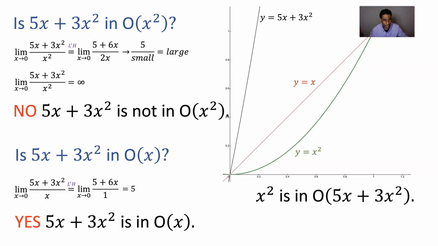In the second one, though, when you do that, you'll get 1/5. The whole point is that both of these end up as constants when you reverse the order there. So yes, x squared is in big O of both of them, but x squared is in big O of 5x plus 3x squared, and x is in big O of 5x plus 3x squared. But they're not the other way around. It doesn't work both ways. Okay. All right, great. Let's see the next example.